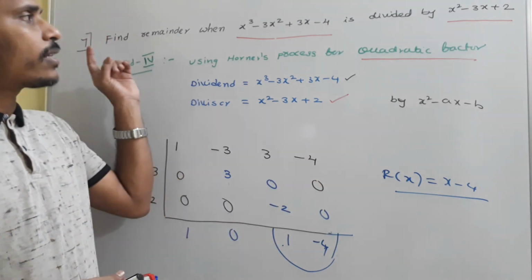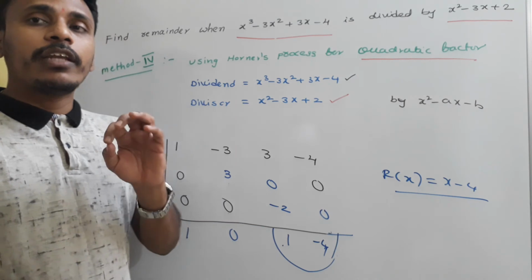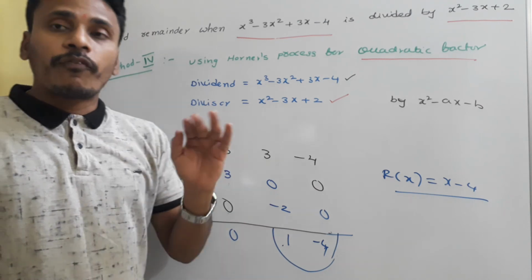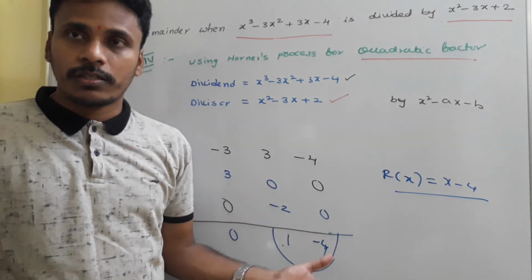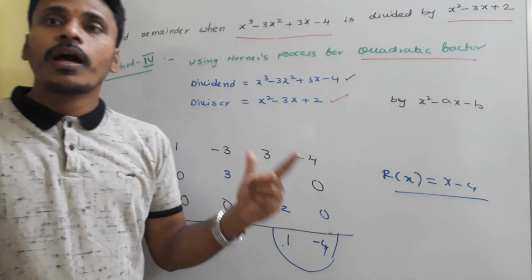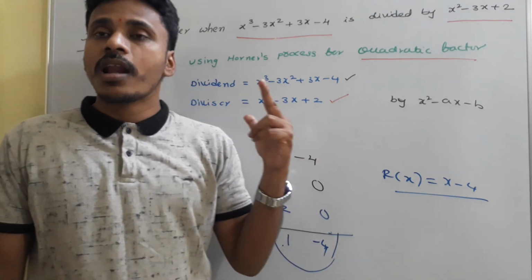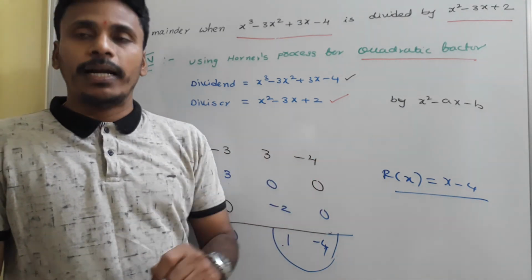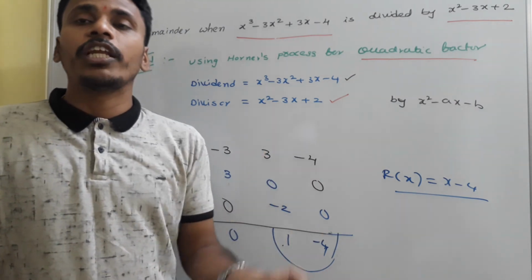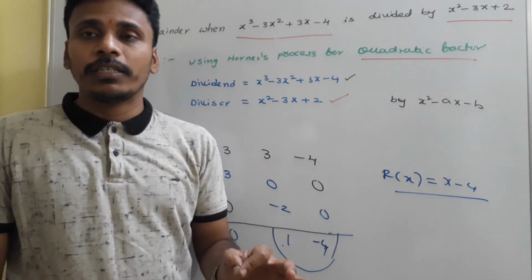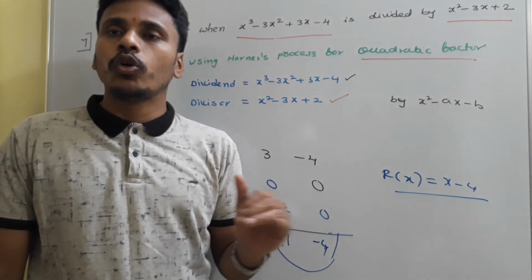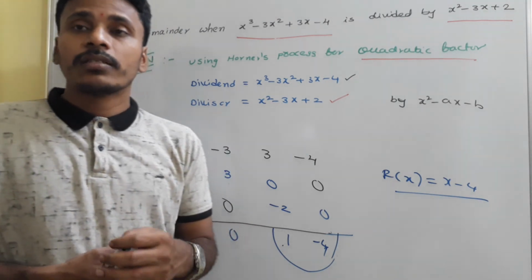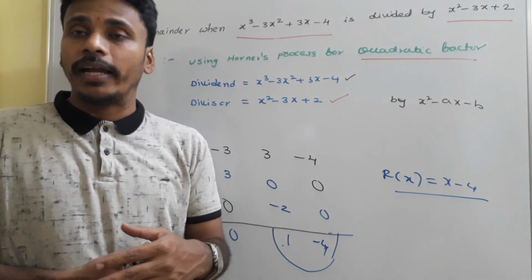See, once again look at the problem. The problem is very simple. We need to find the remainder when this polynomial is divided by x square minus 3x plus 2. To find the remainder we have different procedures: division method, division algorithm, Horner's process of linear factor, Horner's process of quadratic factor. I explained 4 methods for the same problem, but depending on the problem we need to choose the appropriate method. First method, division method: we usually don't go with the division method. Whereas the second method, division algorithm, sometimes is very helpful to find the remainder.